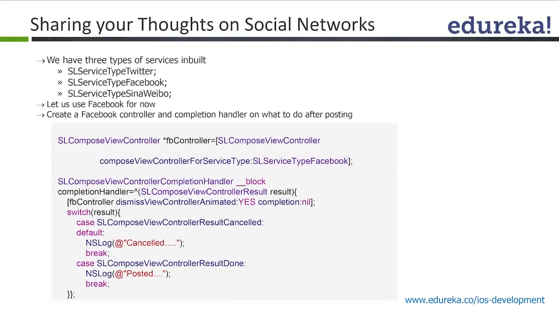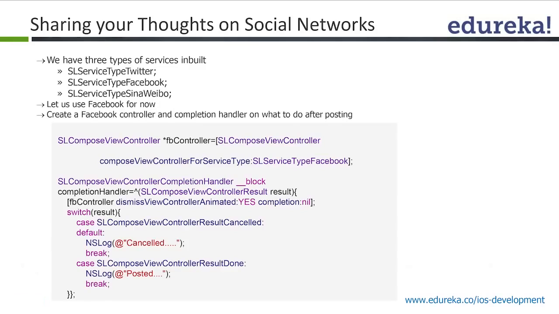So now we have three services built in. There are some other sites that are going to be implemented by Apple, but right now we have Twitter, Facebook, and Sina Weibo implementations ready in our application. And how do you post something to any social website? It is nothing but first creating an SLComposeViewController object, setting some properties on it, and saying post. It will do everything else.